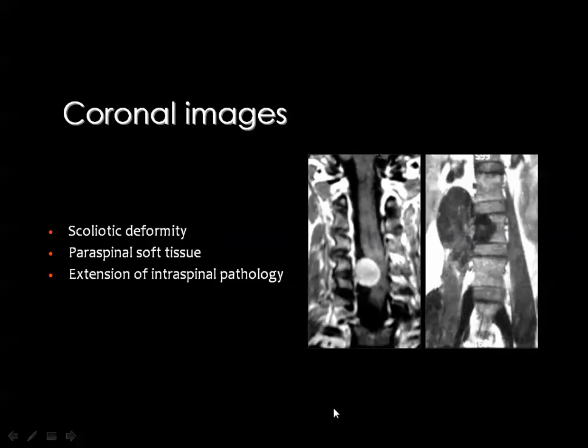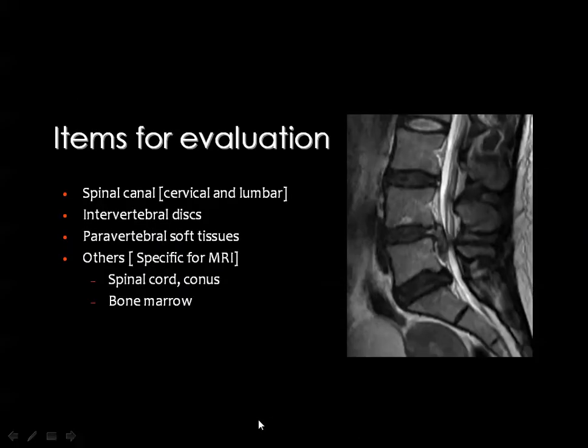Then we do not usually routinely use coronal images in the protocol of spinal imaging, but sometimes we may need the help of coronal images in cases of scoliotic deformities, the presence of paravertebral soft tissue shadows, and the presence of intraspinal pathology like this meningioma in the subdural space. I will explain this in full detail after that.